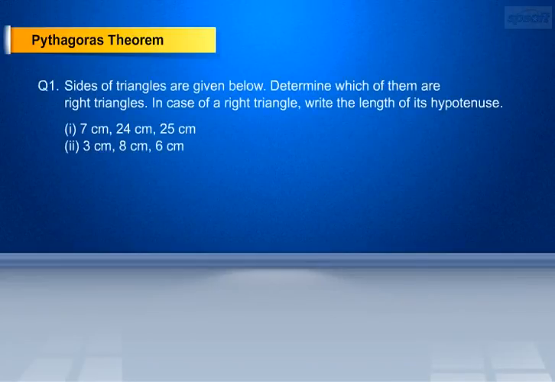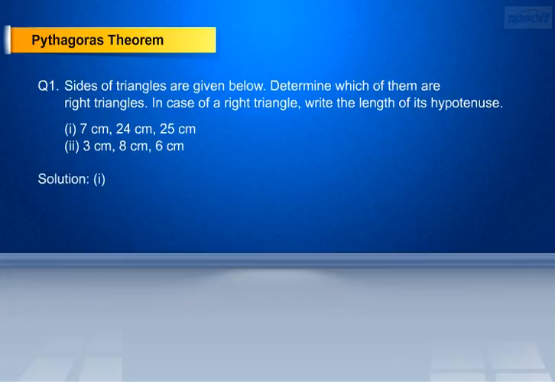Let us see some exercise problems. Question 1. Sides of triangles are given below. Determine which of them are right triangles. In case of a right triangle, write the length of its hypotenuse. 7 centimeters, 24 centimeters, 25 centimeters, and 3 centimeters, 8 centimeters, 6 centimeters.